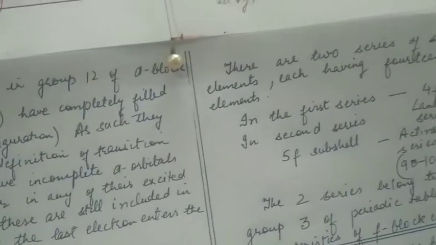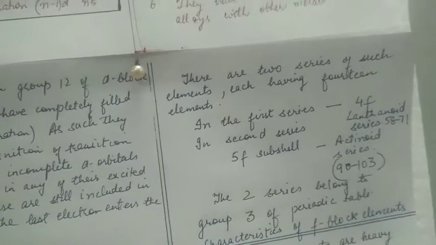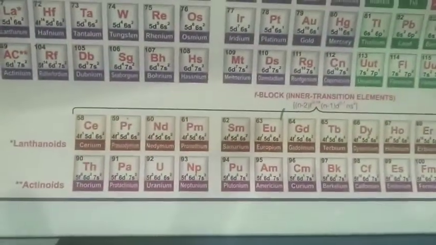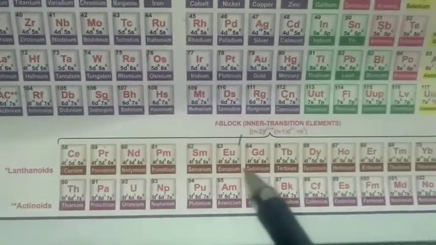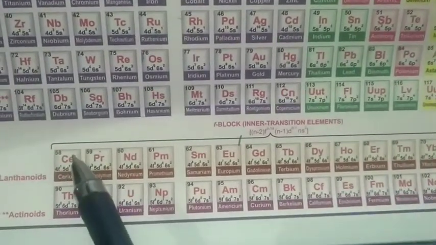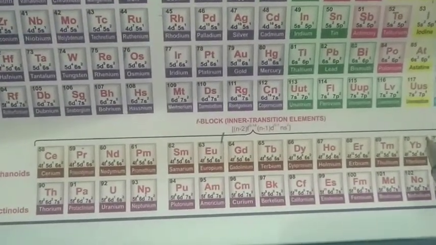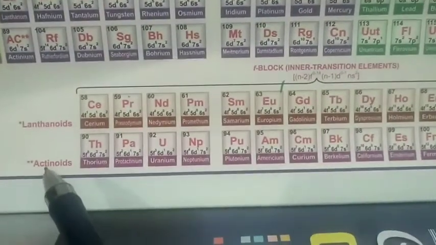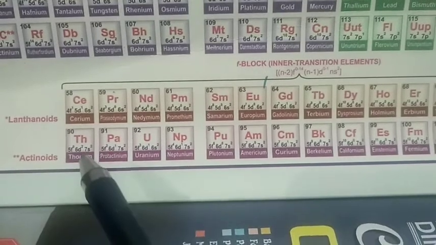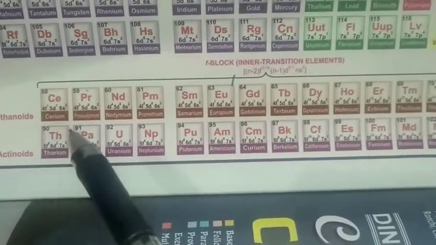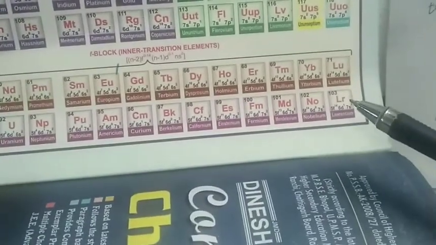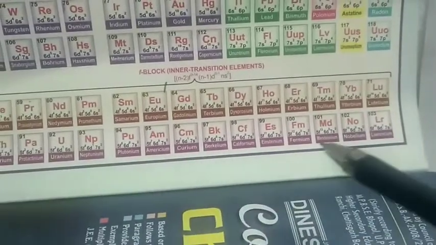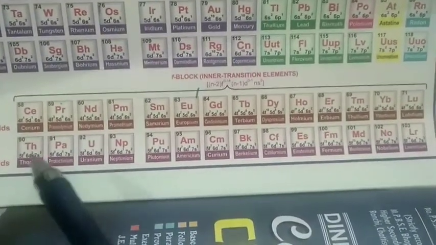There are 2 series of f block elements, each having 14 elements. They are placed at the bottom of the periodic table. The first series is called lanthanoids, consisting of elements from atomic number 58 to 71. The second series is called actinoids. In these, the last electron enters the 5f subshell, and it begins from atomic number 90, thorium, to atomic number 103, lawrencium. All the elements of this 5f series or actinoids are radioactive in nature.